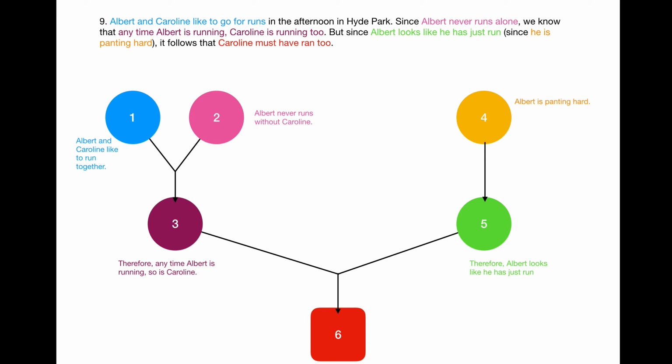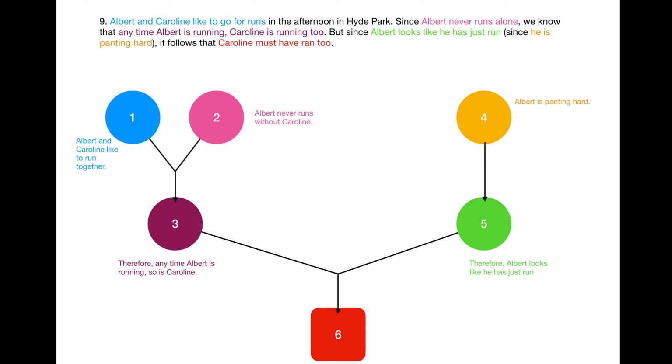Albert and Caroline like to go for runs in the afternoon in Hyde Park. Since Albert never runs alone, we know that anytime Albert is running, Caroline is running too. But since Albert looks like he has just run, since he is panting hard, it follows that Caroline must have run too. This one's complicated somewhat with the order, okay? So our conclusion, which I think is actually cut off from your video, is that Carolyn has probably gone running too, okay? It's likely that Carolyn was running, is our conclusion, okay? Carolyn must have run too.